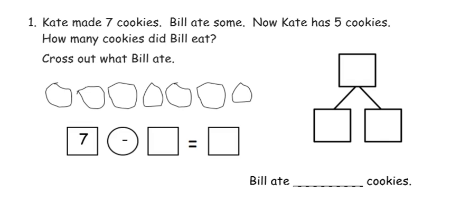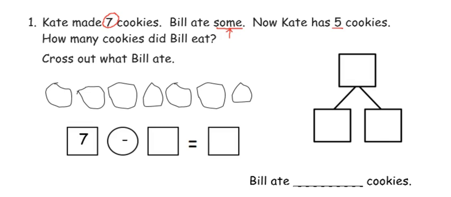For example, number 1 says Kate made 7 cookies. Bill ate some. Now Kate has 5 cookies. How many cookies did Bill eat? So 7 cookies shows the number that we have at the start. Bill ate some means that we will subtract some number, but again, that's the change unknown. The word some tells us we don't know how many Bill ate. We do know that after Bill ate his cookies, Kate is left with 5 cookies.